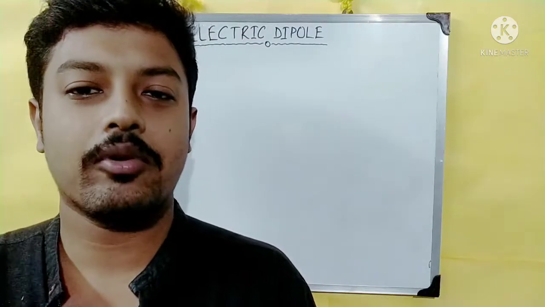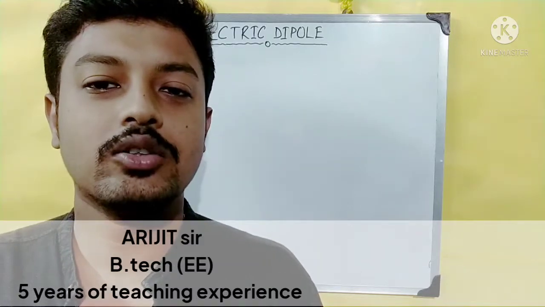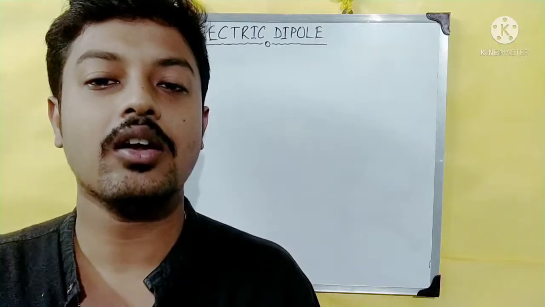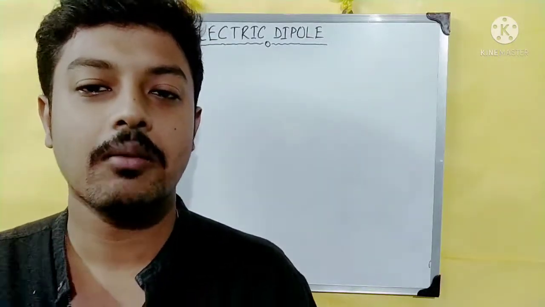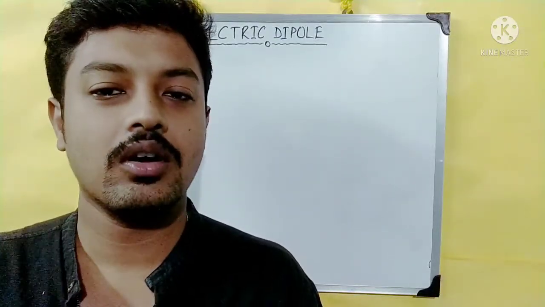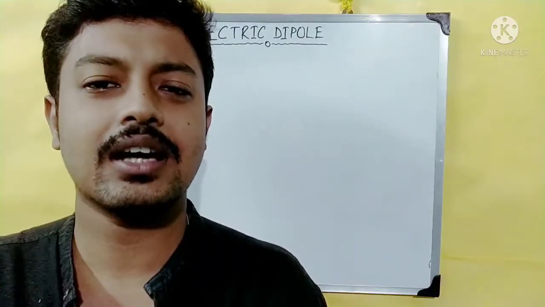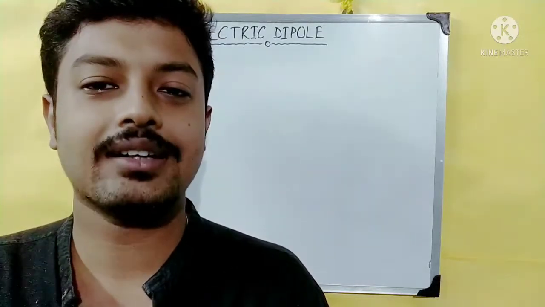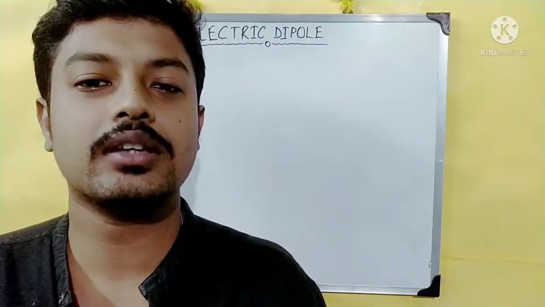What is electric dipole? Let me tell you first. Electric dipole is when you place two similar amounts of charges but in opposite polarity. Means one charge is negative, one charge is positive, but the magnitude of the charge is equal. That means one is q, one is minus q, and they are placed at a small distance, which is denoted by 2l. That arrangement is called electric dipole.